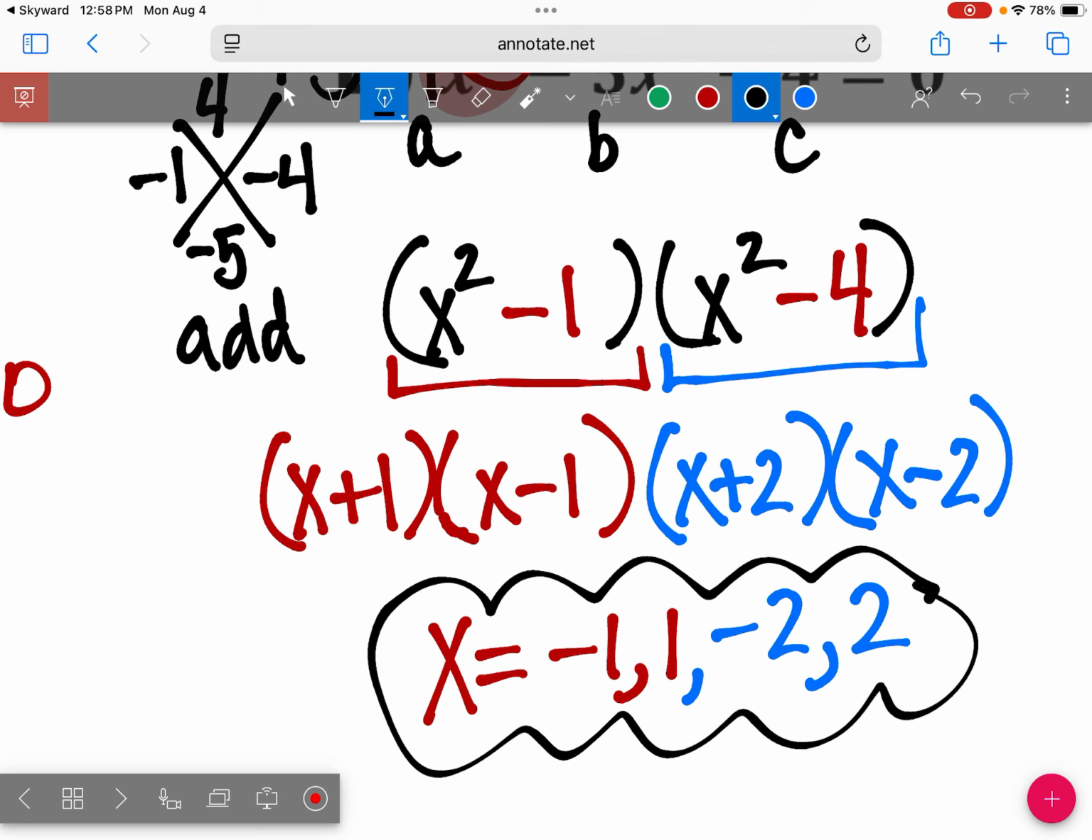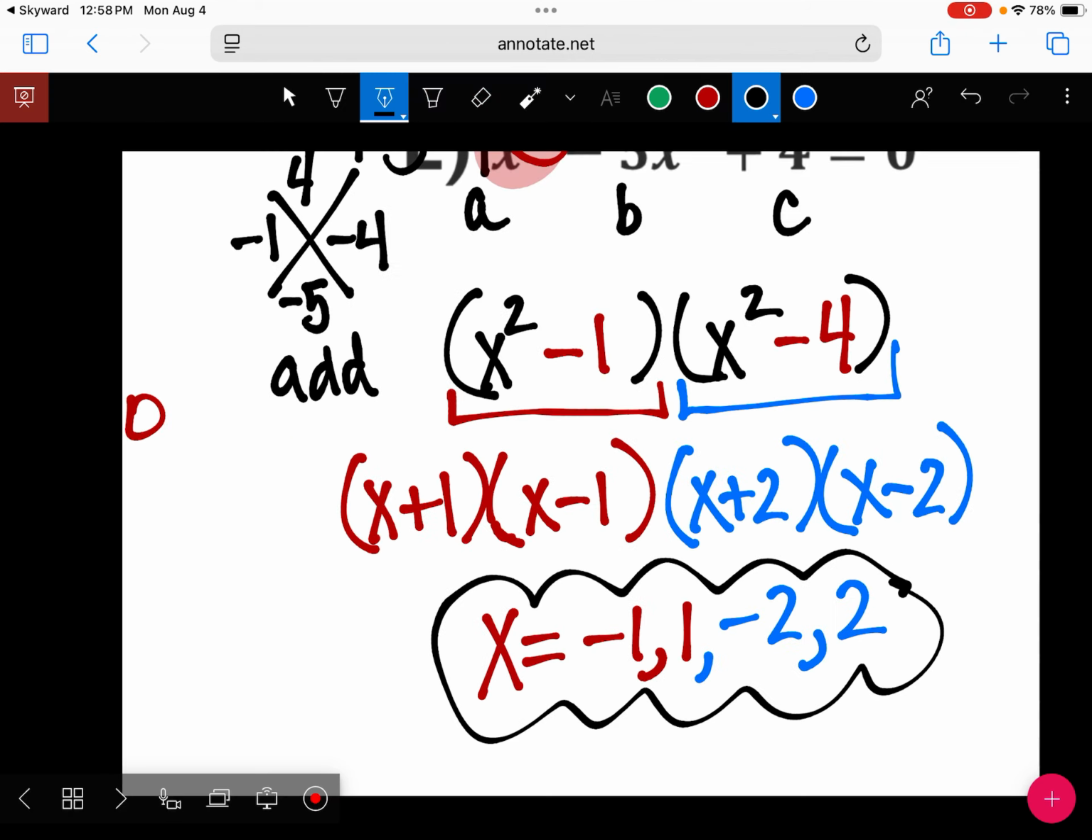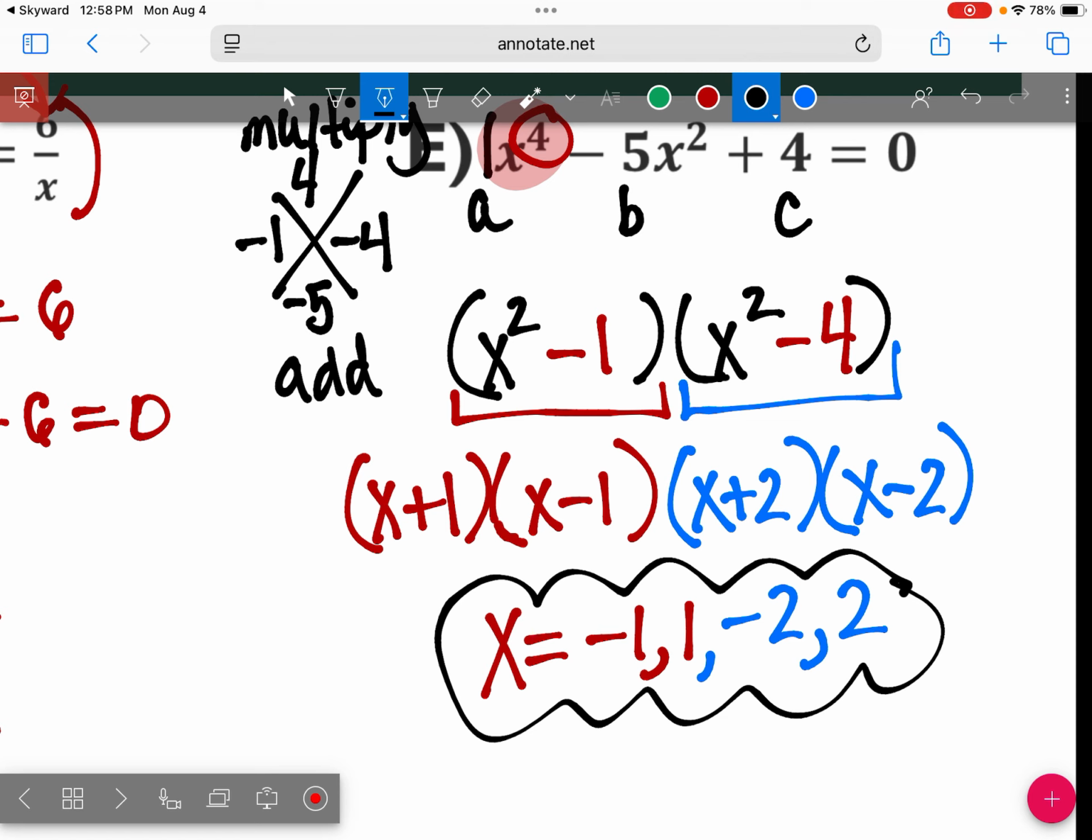Is it because we just split the x to the 4th? Yeah, that's why. We started with the 4th degree, so we had to split that down to x squared and x squared. All right, any questions about those?